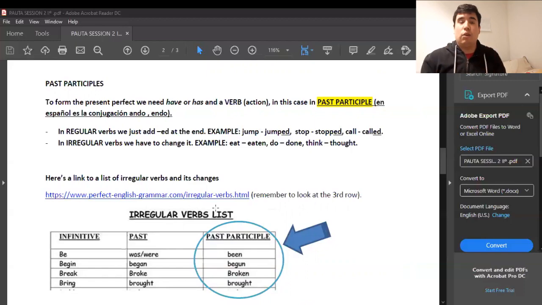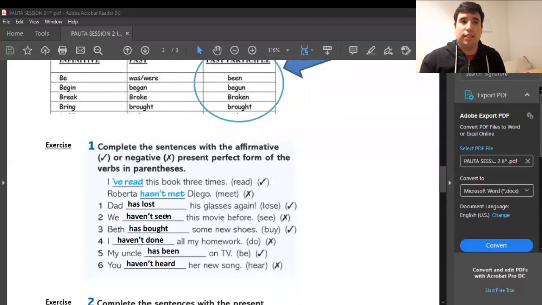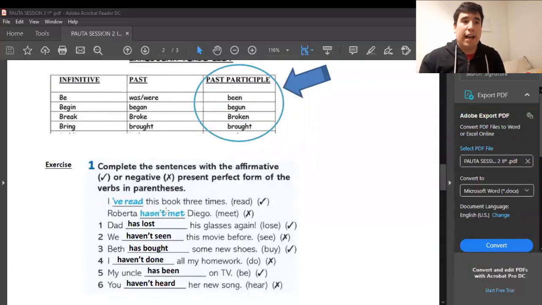Okay? Now, let's go over some exercises. So here we have: complete the sentence with affirmative or negative present perfect form of the verbs in parentheses. And we have our example. I've read a book 3 times, because we have read and positive. And Roberta hasn't met Diego.